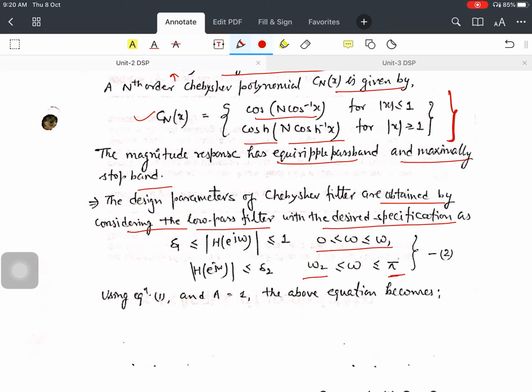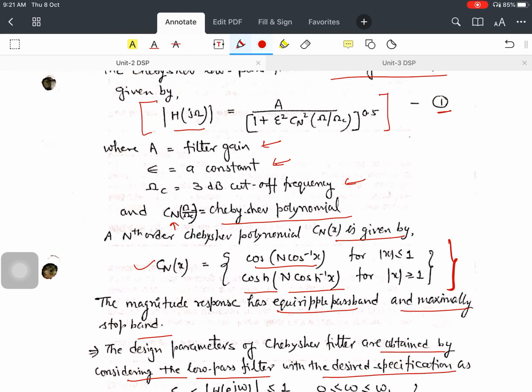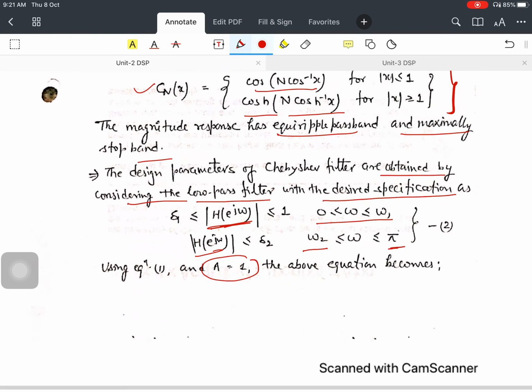Now, most of the time we consider A equal to 1 if it is not given in the question, so always consider unity gain. So the gain of the filter is 1. Now we know the value of this function, which we have seen in this equation first. So just put this value in equation 2.